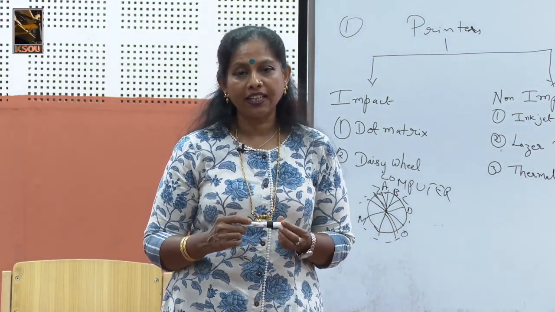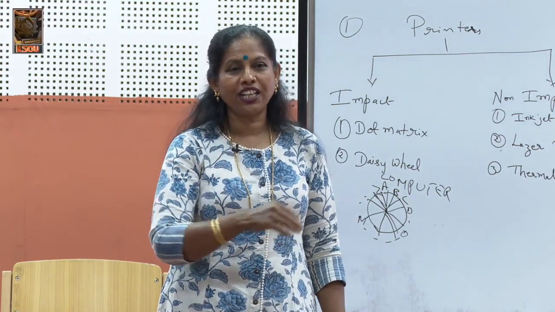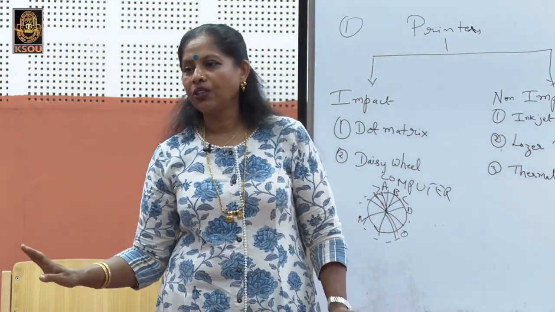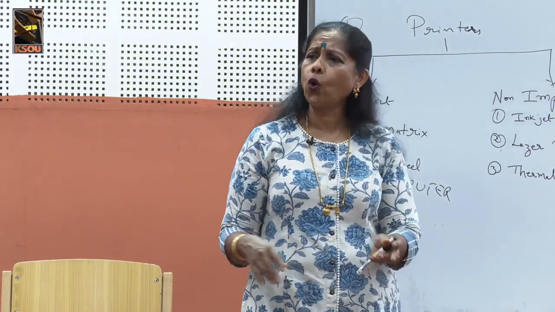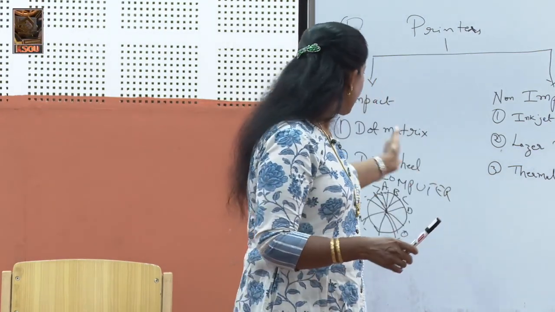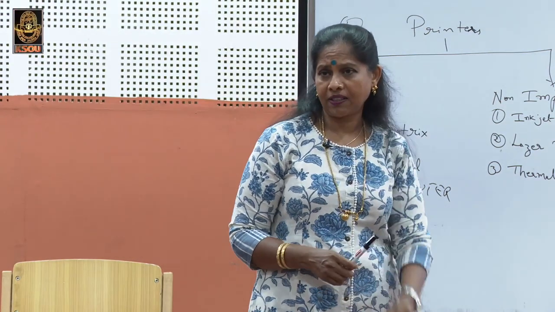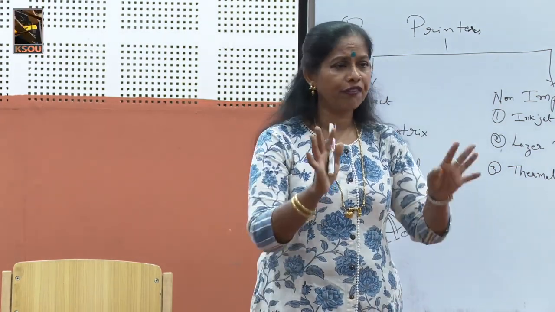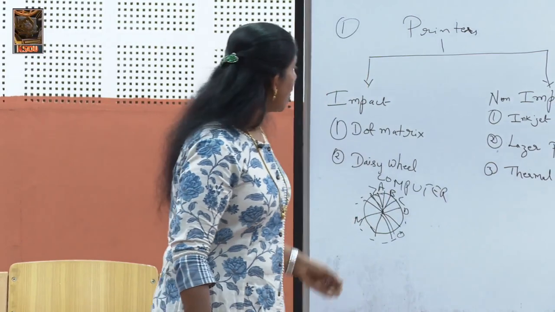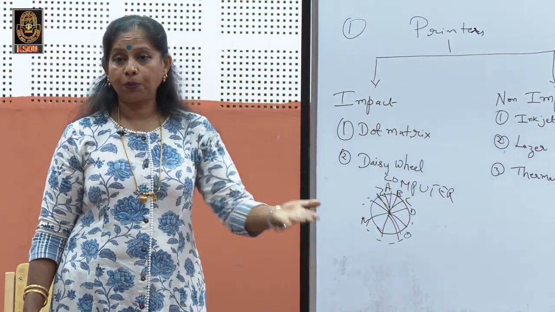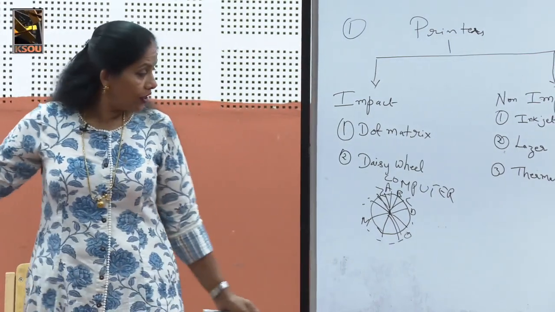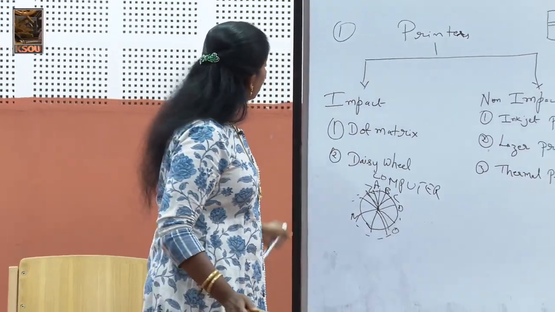Got it? So we are not using the daisy wheel, it is obsolete now. No one uses it. These are all very old printers. We use the dot matrix for this kind of printing. If you want to save money, go for dot matrix. The higher the dots, the better the quality of the output. So, these are dot matrix printers.